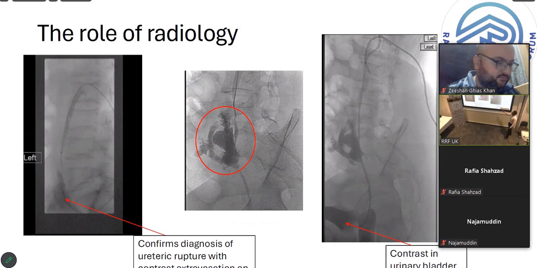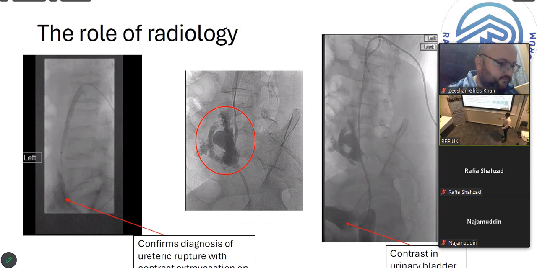This third image on the right shows the post-insertion of a ureteric stent. You can see some evidence of the contrast extravasation into the retroperitoneal space. But what you're seeing actually is successful insertion of the stent as contrast now goes into the bladder where it should be going in the first place.